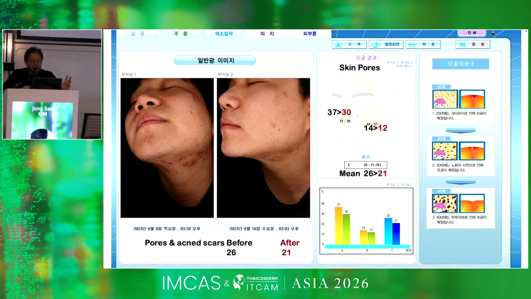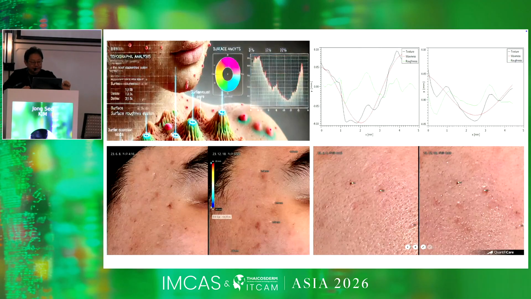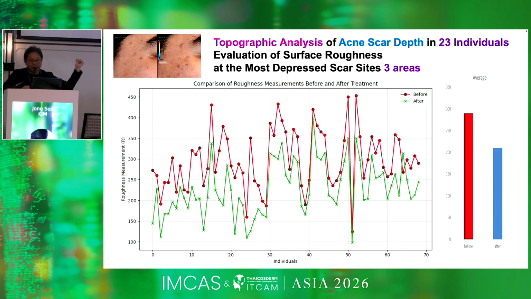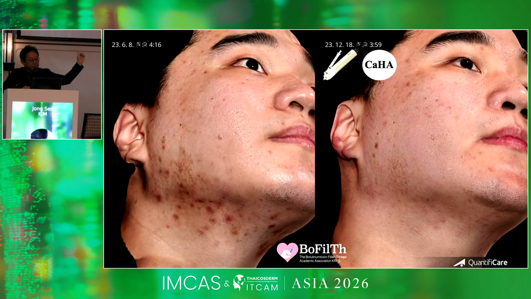The clinical score in this program improved from 26 to 21. I studied 23 patients using skin roughness and ultrasound. So this is the result. The acne scar improved a lot after the CAHA treatment using the needle-free injector. You can see the before and after. Acne scar improved. Active acne improved. The inflammation improved. Keloid scar also improved.